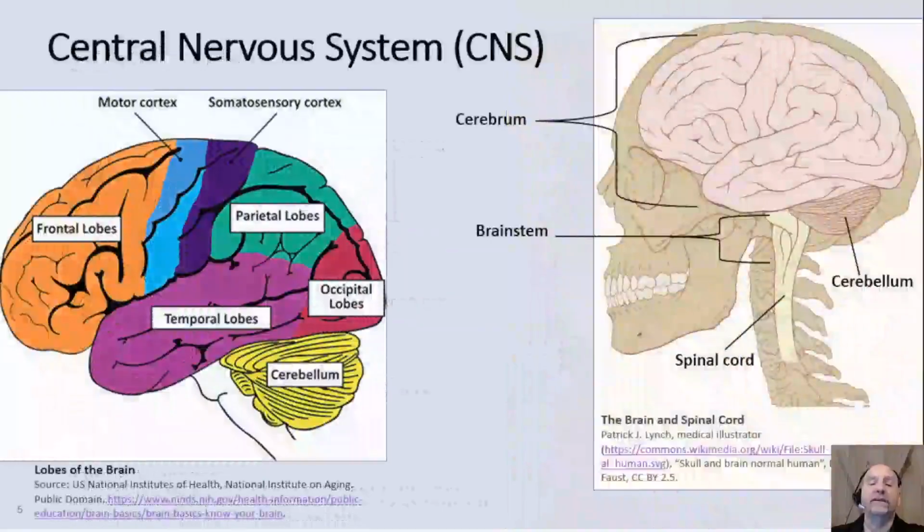The central nervous system consists of two components: the brain and the spinal cord. The cerebrum is the largest part of the brain and is composed of a thin outer layer of gray matter and white matter that comprises the bulk of the cerebrum. The cerebrum is divided into right and left hemispheres, and each hemisphere consists of 4 lobes, each with specific functions.